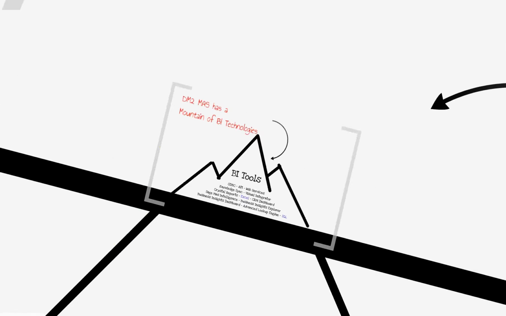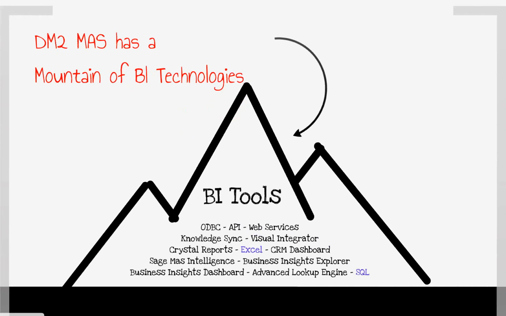BI tools. So the DM2 mass system has a mountain of BI technologies. The ODBC is the Open Database Compliance. It's a protocol. This is what makes the database open. It's so that your mass system could talk to SQL, it could talk to Excel, it could talk to Crystal, it could talk to any ODBC compliant reporting tool, which is the industry standard.